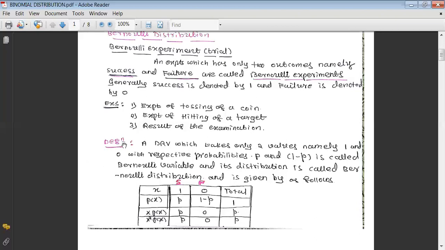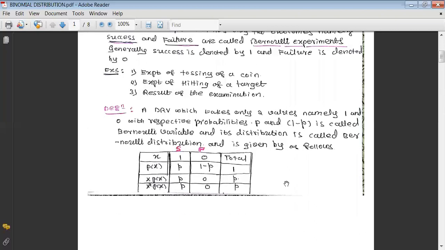That's why we can define the Bernoulli variable in this particular fashion: a random variable which takes only two values, namely 1 and 0. 1 refers to success and 0 refers to failure with respect to probability P and 1 minus P, where P represents the probability of success and the probability of failure is the complement of this, that is 1 minus P. Again, once you look at the total, it results in 1. Therefore, any variable which takes only two values, namely 1 and 0, with probability P and 1 minus P is called a Bernoulli variable, and its distribution is referred to as the Bernoulli distribution.